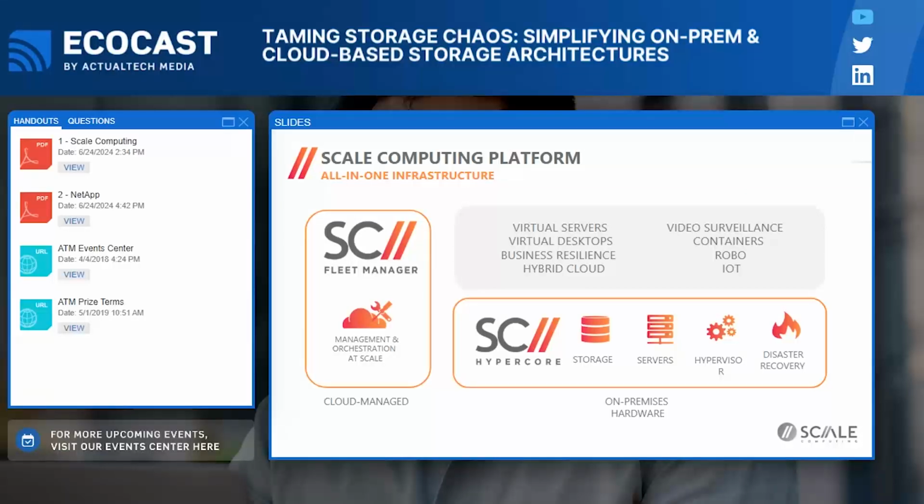So HyperCore, it's really the software that runs on premises. It's the entire HCI stack. It's very easy to deploy. In fact, it can be deployed in an automated fashion such that you set up the deployment even before the hardware arrives on site. It's fully integrated, and the virtualization solution provides high availability.